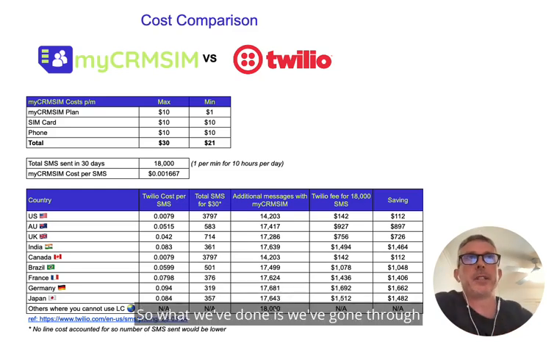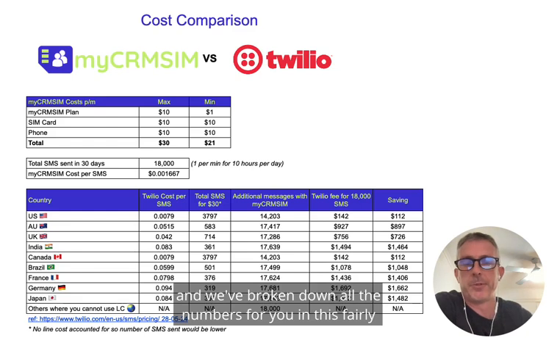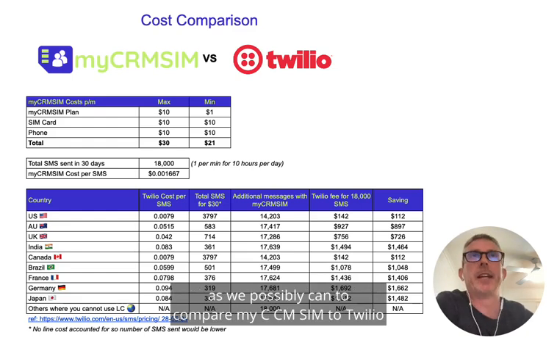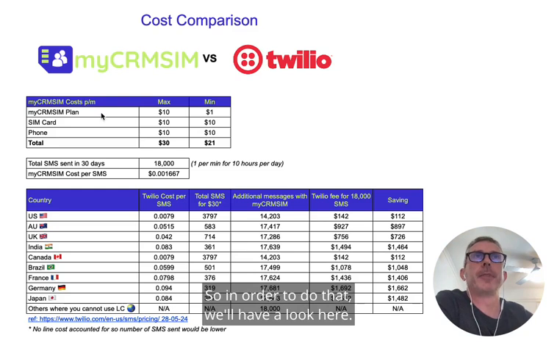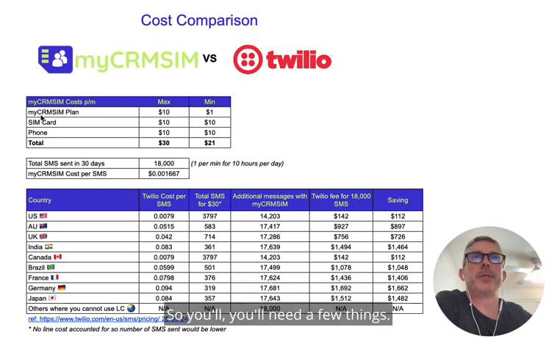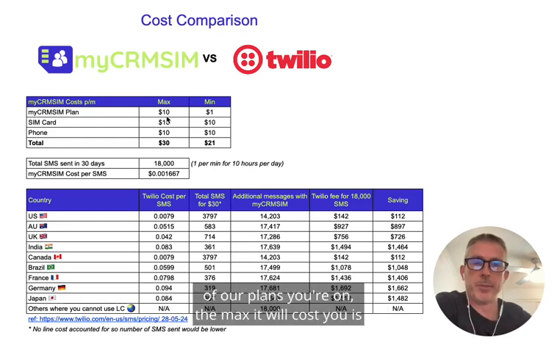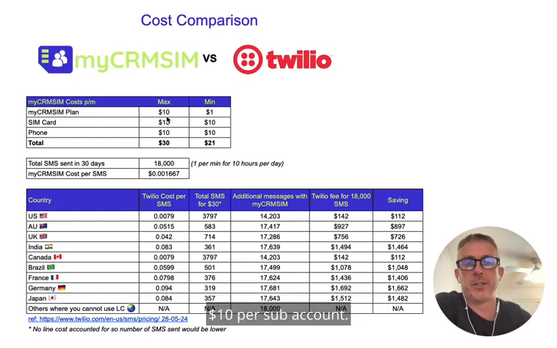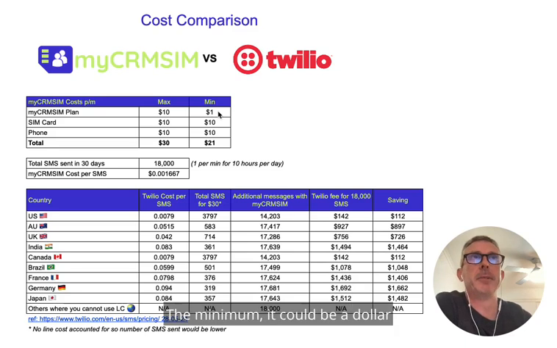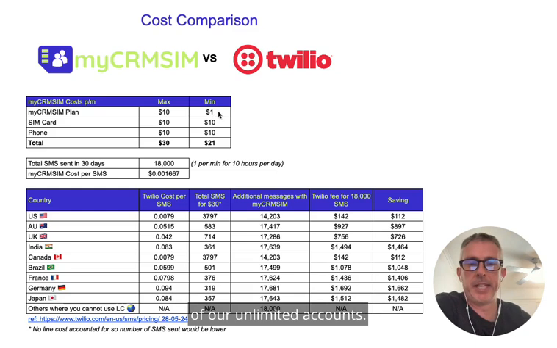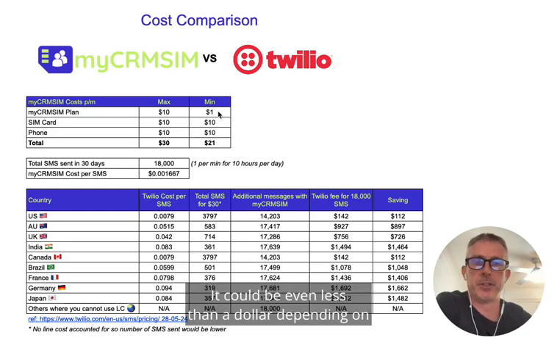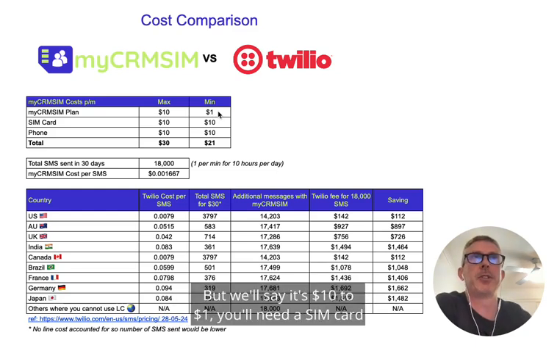So what we've done is we've gone through and we've broken down all the numbers for you as fairly as we possibly can to compare myCRMSIM to Twilio and the costs that they have on their pages. So in order to do that, we'll have a look here. You'll need a few things. So you need a plan for myCRMSIM. Now the maximum it will cost you, depending which of our plans you're on, is $10 per sub account. The minimum, it could be $1, or it could actually be even lower if you're one of our unlimited accounts. It could be even less than $1, depending on how many sub accounts you've got. But we'll say it's $10 to $1.